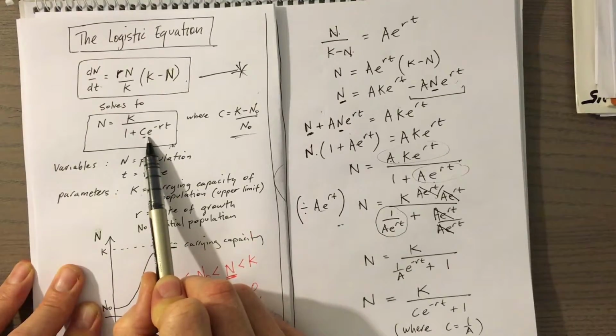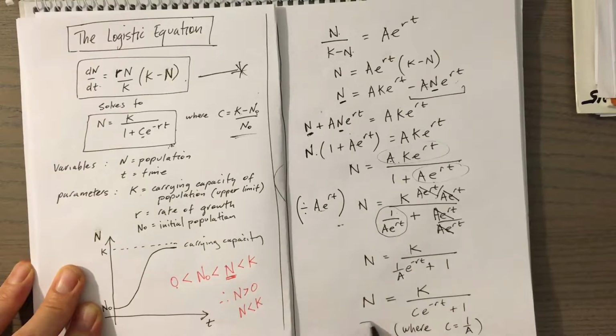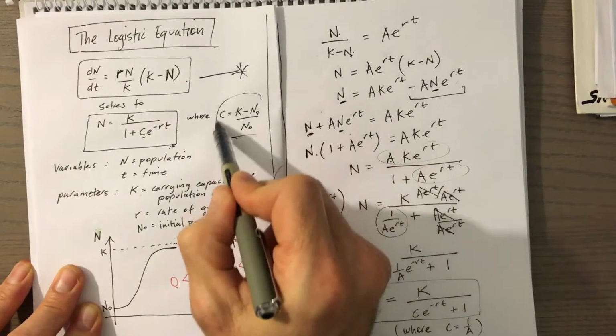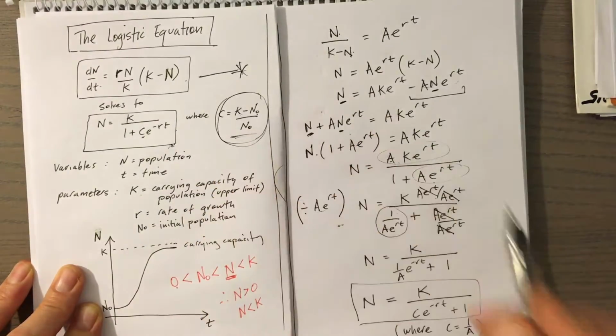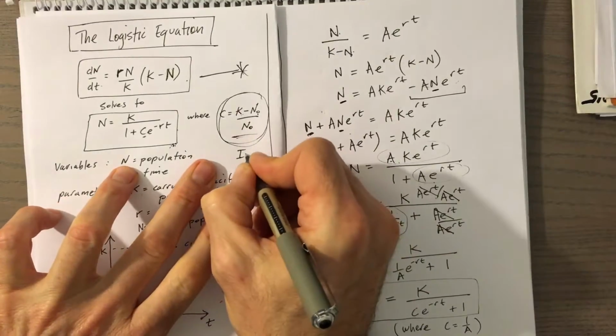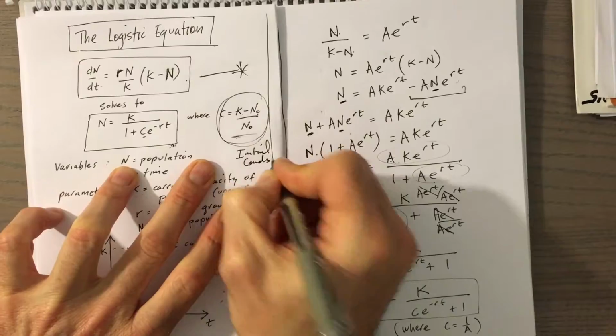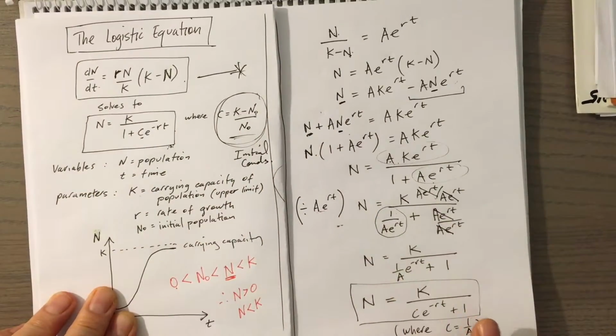I think I'll stop there. There's more to do, obviously, because we need to come back and show that c is actually this, and we get that through initial conditions. Using initial conditions, we can find that out. But I'm going to stop there for now.